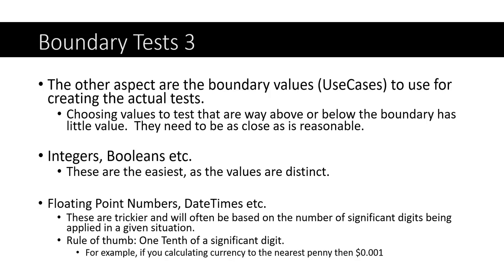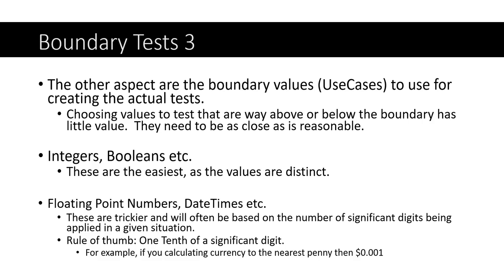Now, this might change. In some circumstances, it might be necessary to do something different, or you might be told by whoever's in charge of the project to use a different value. But if you're not given anything else, this rule of thumb is a good one to fall back on. That is to go to 1/10 of whatever the significant digits are, right? So again, if we're calculating currency, just the nearest penny, right? We aren't worrying about fractions of a penny. We're rounding it to the nearest penny and so on.